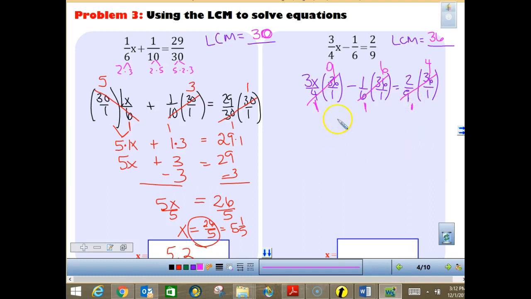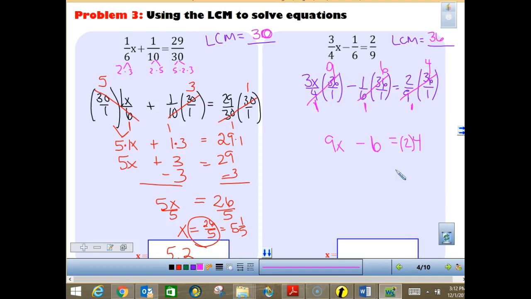Okay. Chastity, tell me what I'm going to write next. 9x over 1 minus 6 over 1 equals 4 over 1, or 6. Wait, you said 9x minus 6 over 1. 6, okay, equals 4 times 2 or 8. Okay. So, almost right. Is it right?